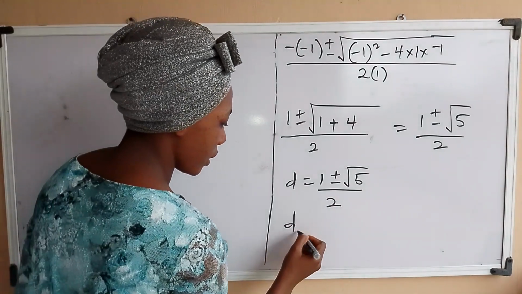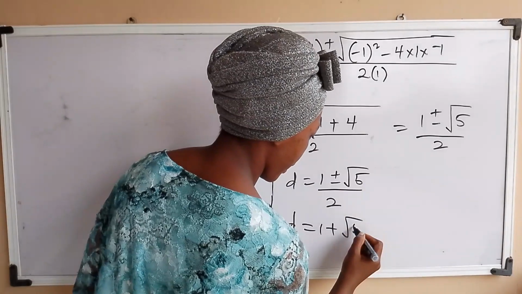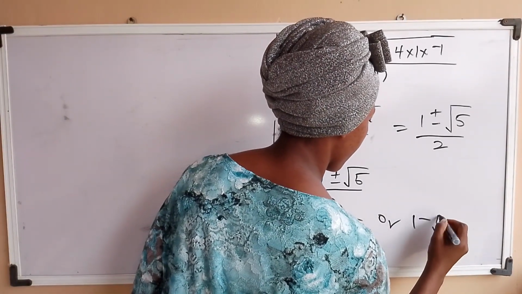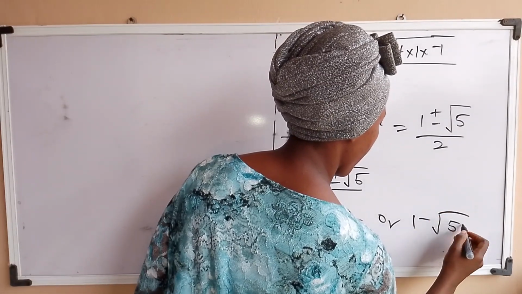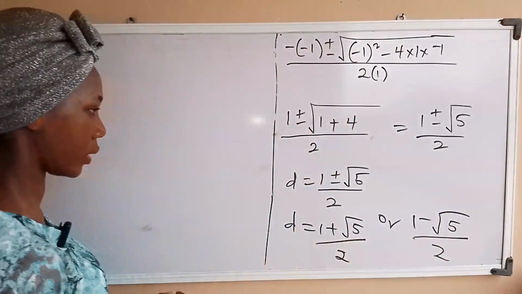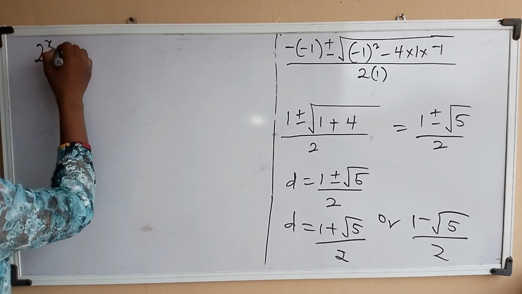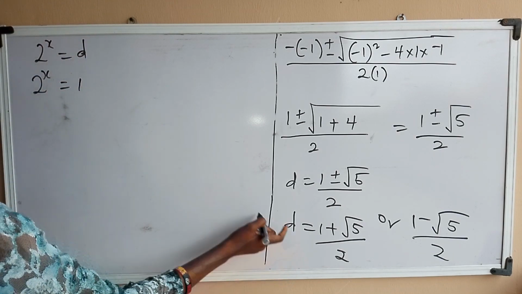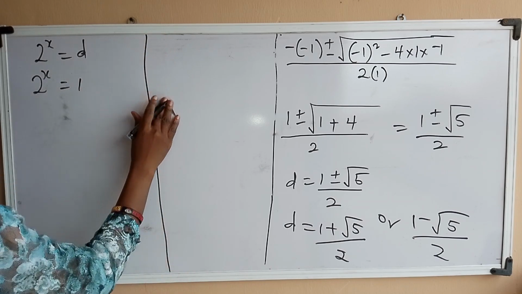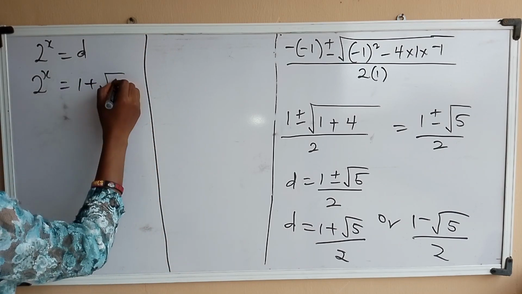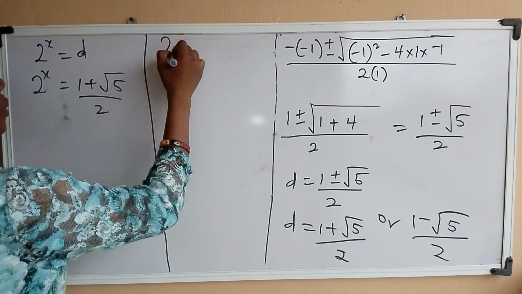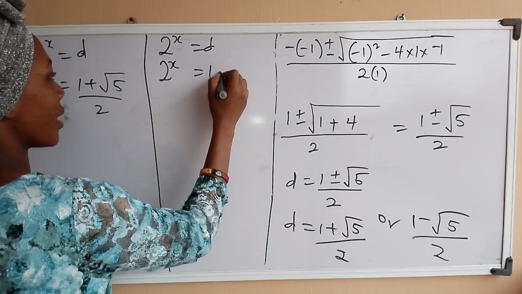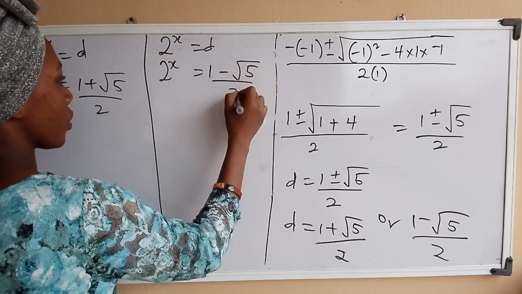So what this means, d is 1 plus root 5 over 2, or 1 minus root 5 over 2. These are the two values for d. And we have 2 to the power of x equals d. 2 to the power of x is equal to, I'm using the first one, 1 plus root 5 all over 2. 2 to the power of x equals d. 2 to the power of x is equal to 1 minus root 5 over 2.